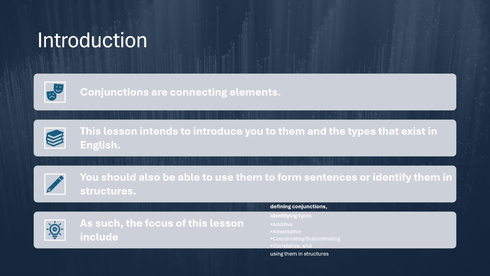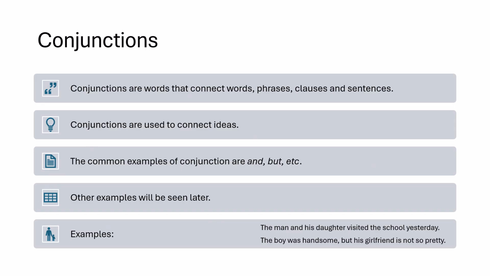So this lesson actually intends to introduce you to them and the types that exist in English. Then you should also be able to use them to form sentences or identify them in structures. As such, the focus of the lesson is to define conjunctions, to identify types. The types are additive, adversative, coordinating, and subordinating, and also the correlative, as well as to be able to use them in structures.